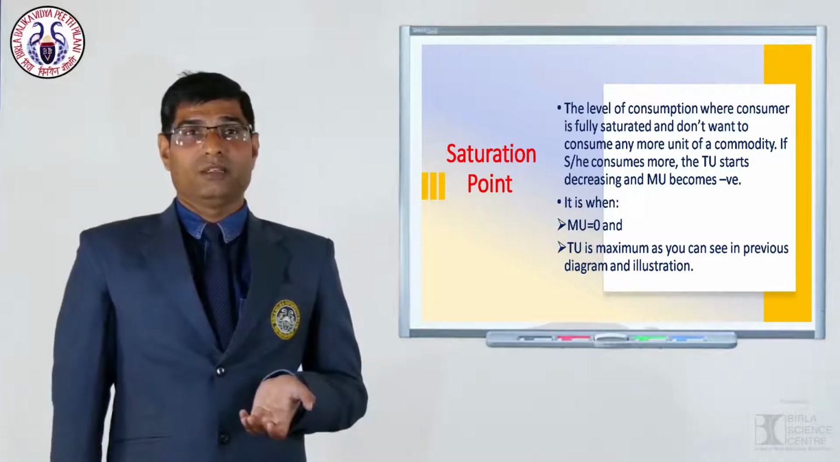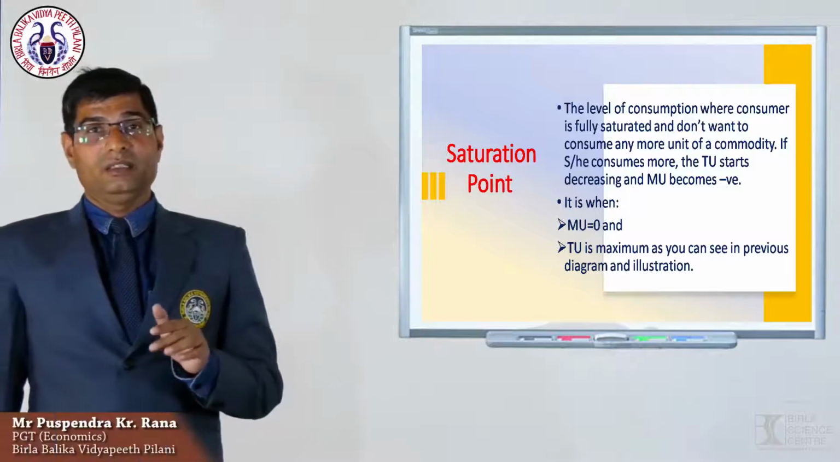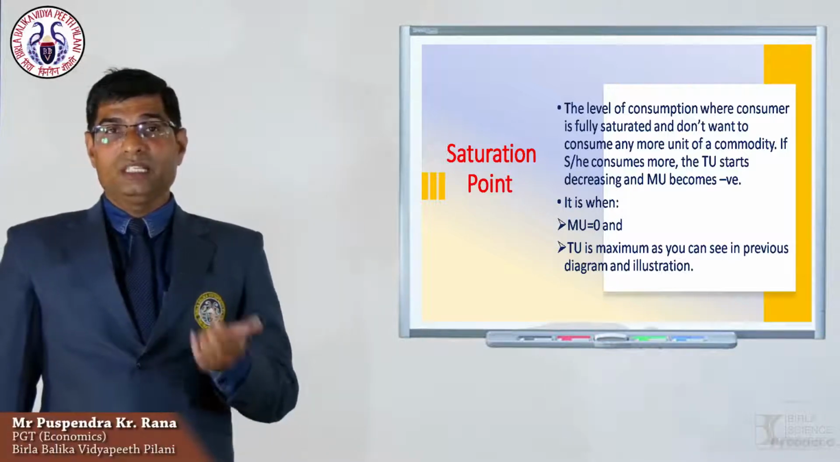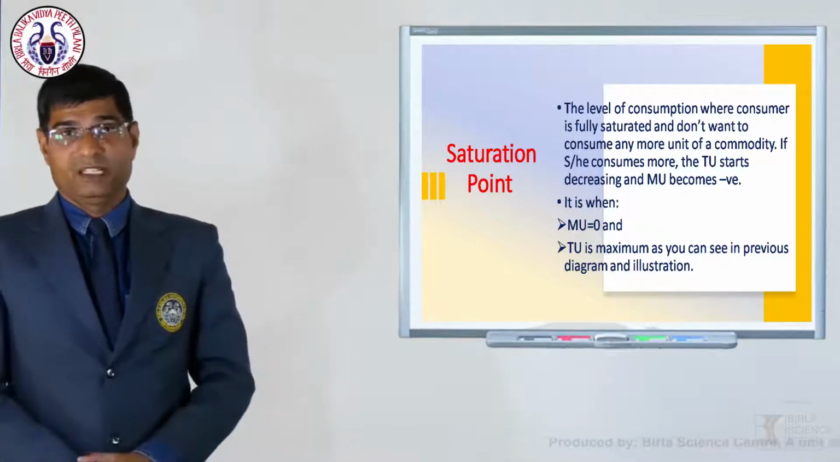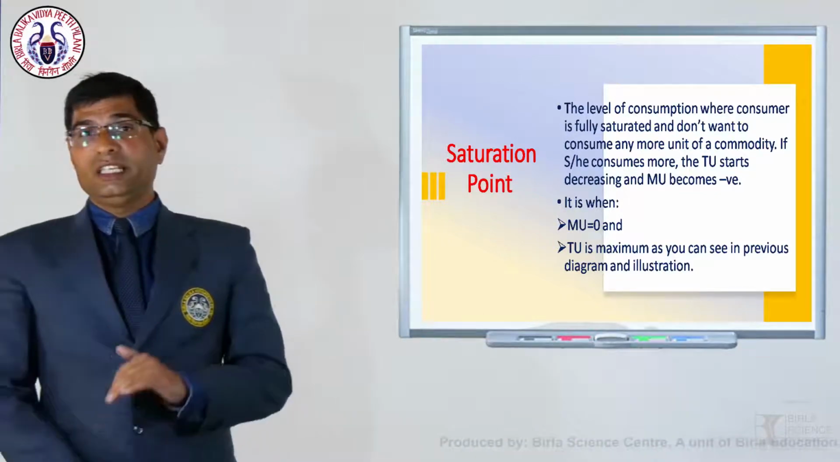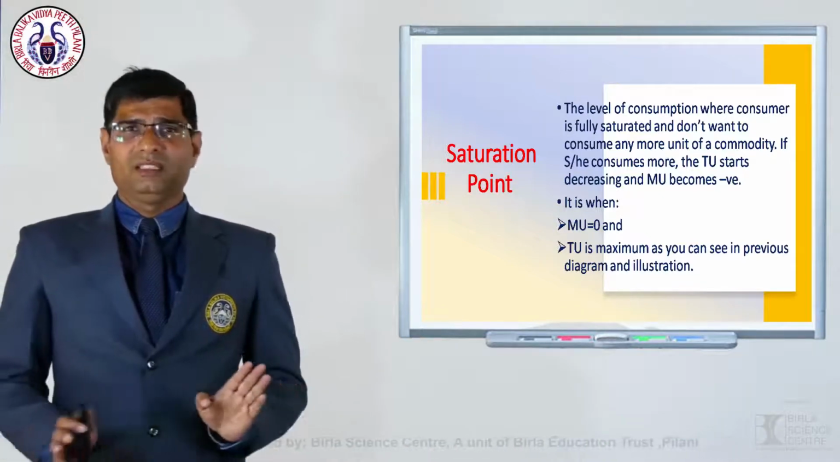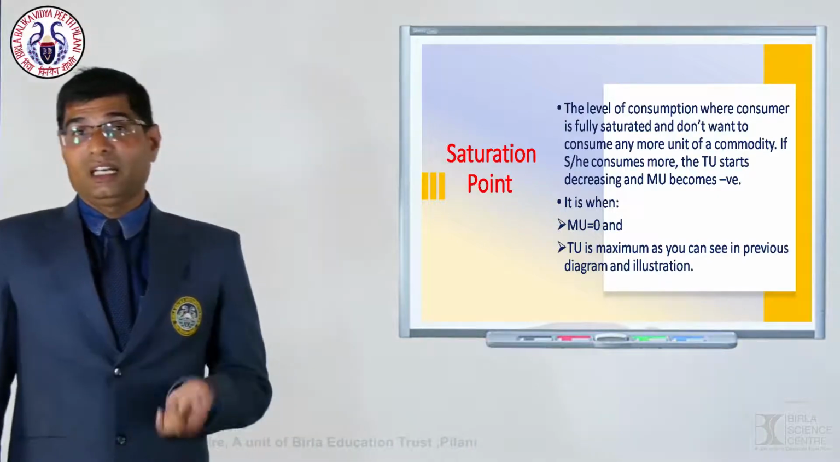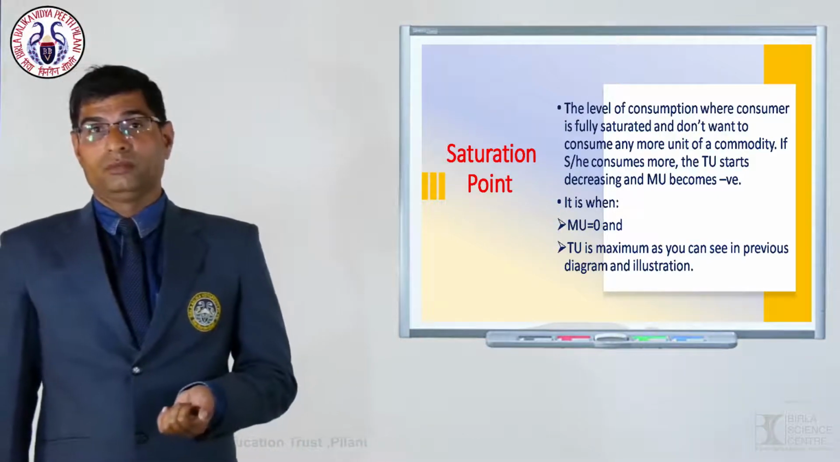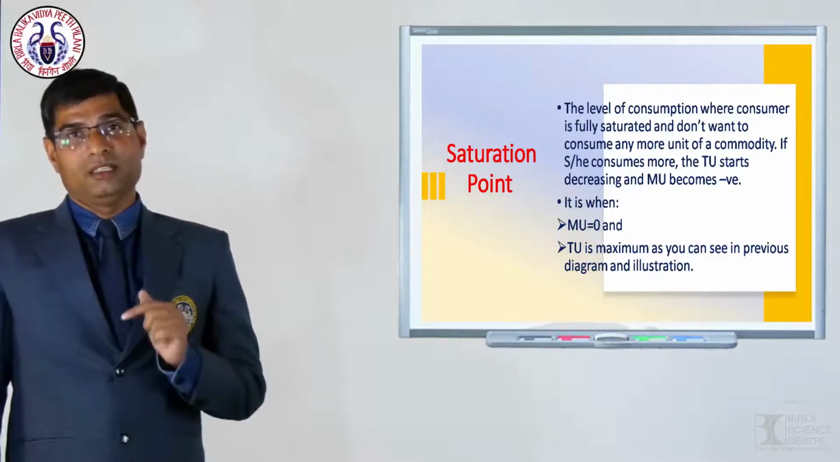So what is the saturation point? Saturation is that level of consumption where MU is 0, that is, additional satisfaction. The consumer is getting no additional satisfaction at all. And TU is maximum, the total satisfaction is maximum. After that, there is no need of any consumption. That is the saturation point. And after that, if you consume, you suffer. And that suffering is negative marginal utility.